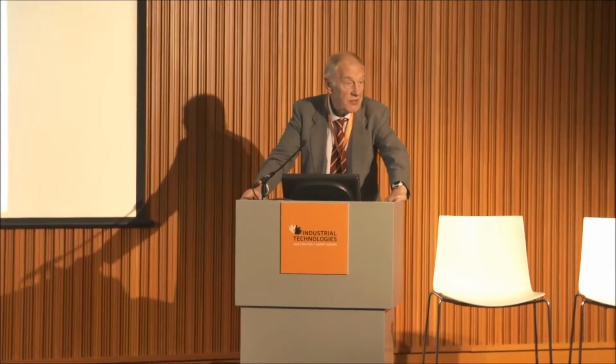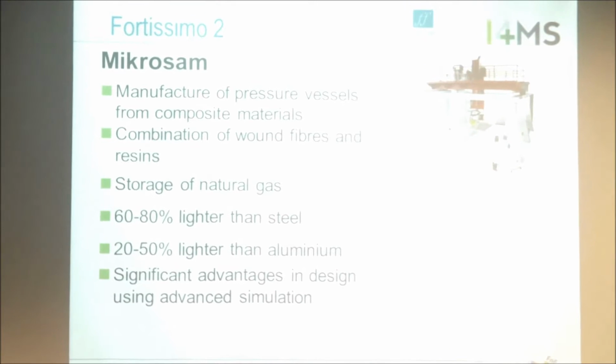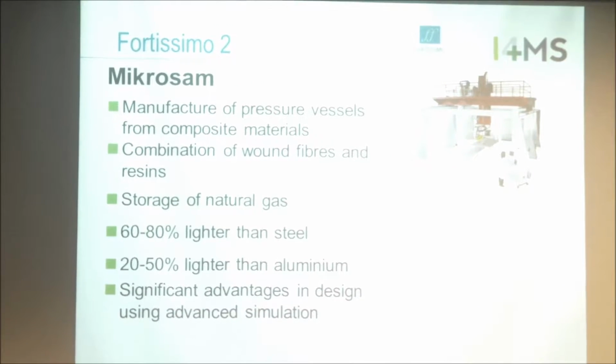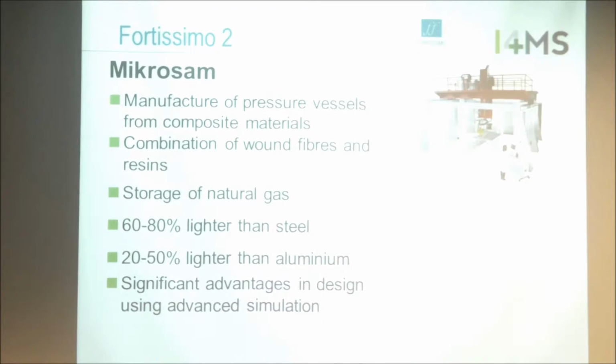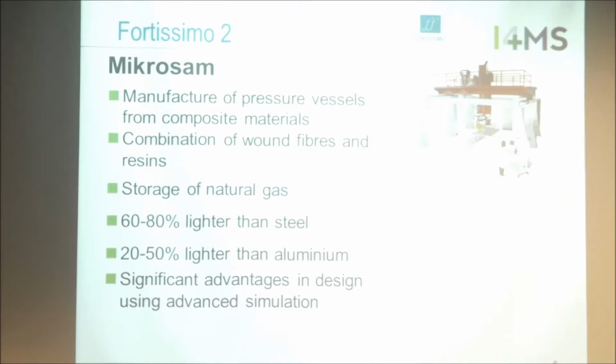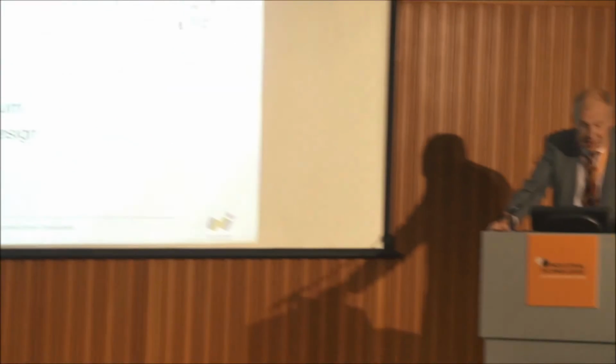The first one is from a company based in Macedonia called Microsam. They manufacture pressure vessels, the sorts of pressure vessels that hold compressed gas in the back of a car, and they manufacture them from composite materials, that's glass fibre and resins. There are very significant advantages in using these composite materials. These advantages are that it's very light, it's much lighter than steel, it's much lighter than aluminium, and it's cheaper to manufacture and use.